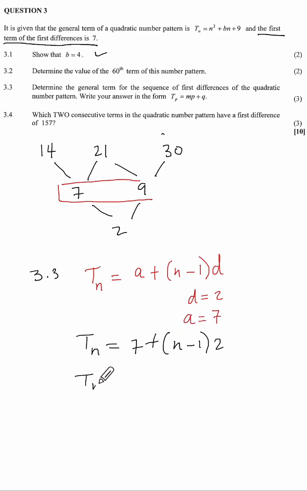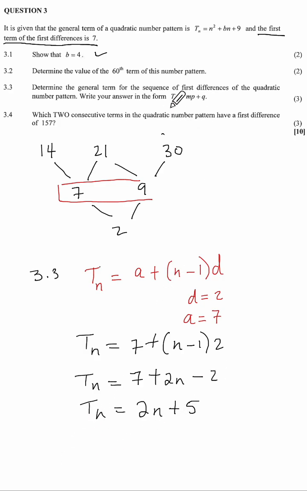So Tn is equal to 7 plus 2n minus 2. So I multiplied 2 times n, that's 2n. 2 times negative 1, that's negative 2. And then 7 minus 2 should give me 5. So Tn is equal to 2n plus 5, because 7 minus 2 is 5.